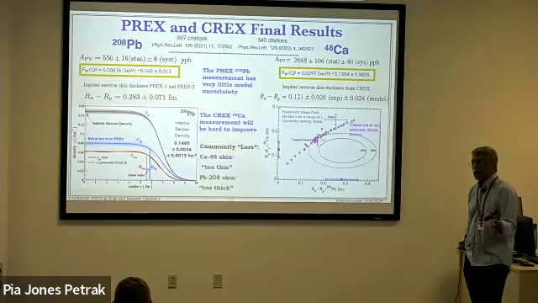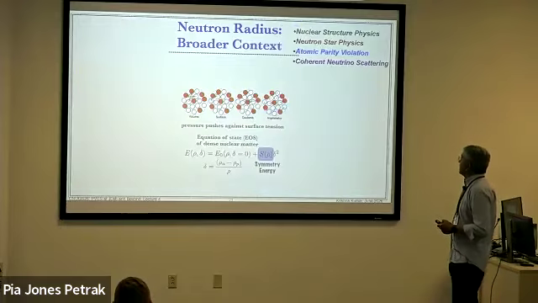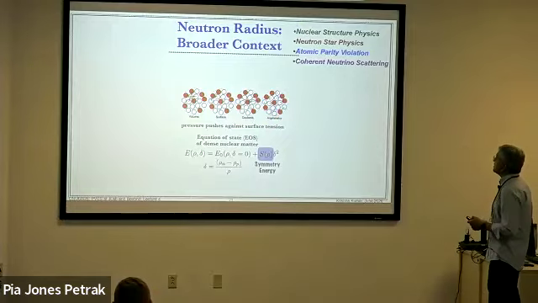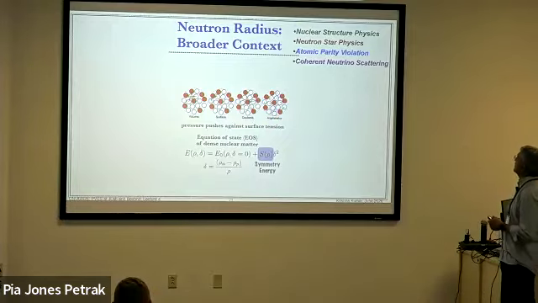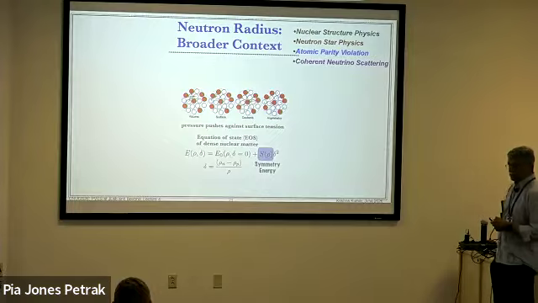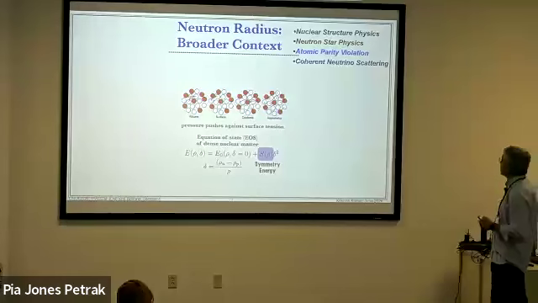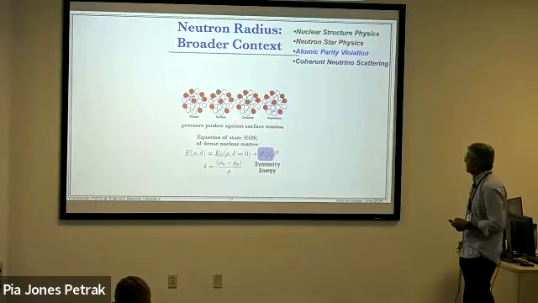Now, how do we test this? Why do we care in the first place? The idea of the neutron skin has implications for nuclear structure physics, but it also has implications for neutron star physics, atomic parity violation, coherent neutrino scattering.